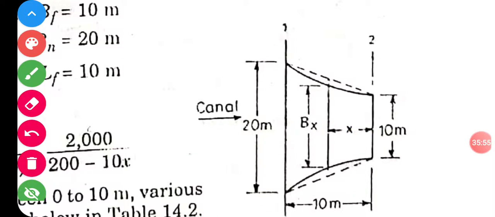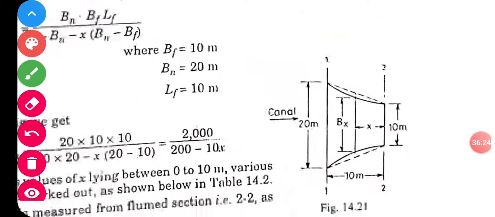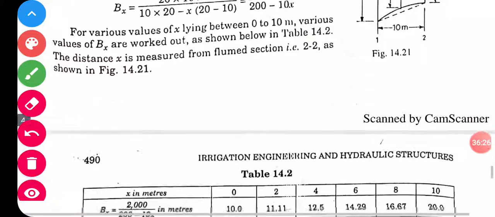That means at different values of x, what will be Bx? These we have to calculate. For different values of x, what will be Bx? Start from 0, at this level 0, and at this x what is Bx, at this x what is Bx, at this x what is Bx, all these things you have to calculate. These are calculated and tabulated by a particular formula, so I will show you now.